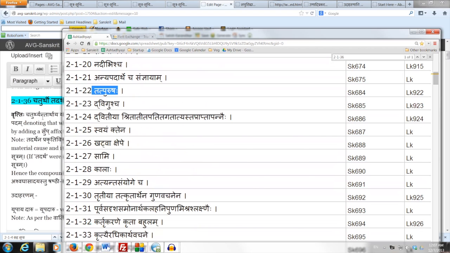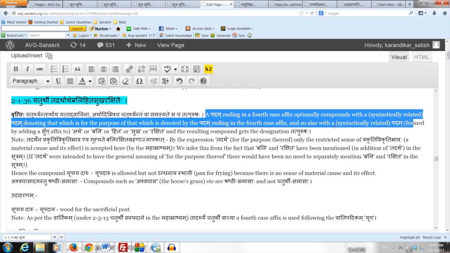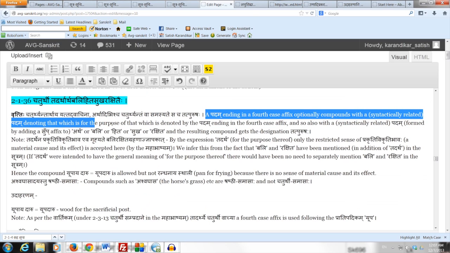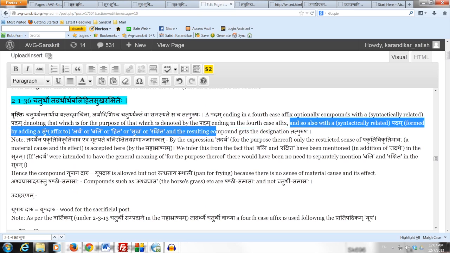Vritya of the sutram says Chaturthyantarthaya yat tadvachina arthadibhishcha chaturthyantam va samasyate sacha Tatpurushaha, which means that a padam ending in a fourth case affix optionally compounds with a syntactically related padam denoting that which is for the purpose of that which is denoted by the padam ending in the fourth case affix, and so also with a syntactically related padam formed by adding a subaffix to artha or bali or hita or sukha or rakshita, and the resulting compound gets the designation Tatpurushaha.